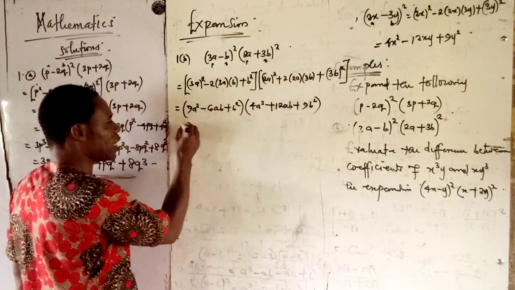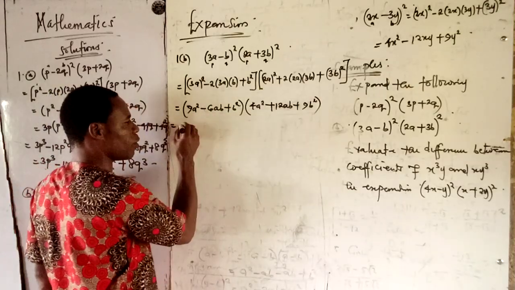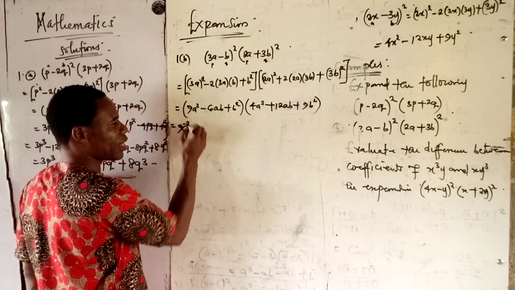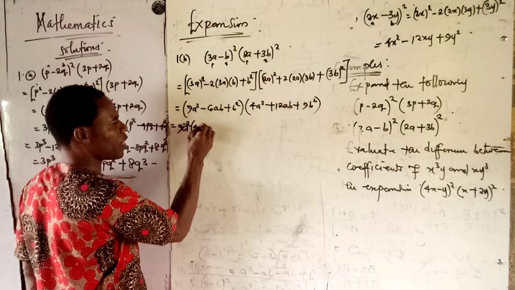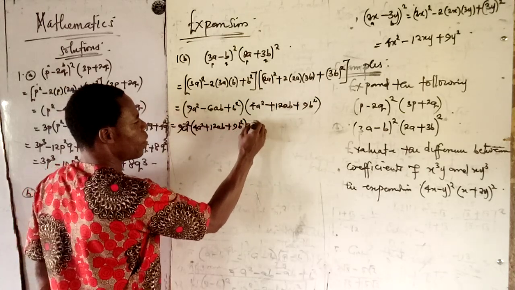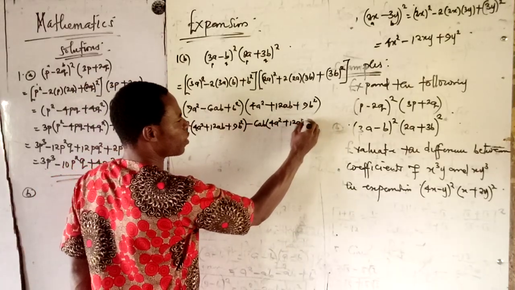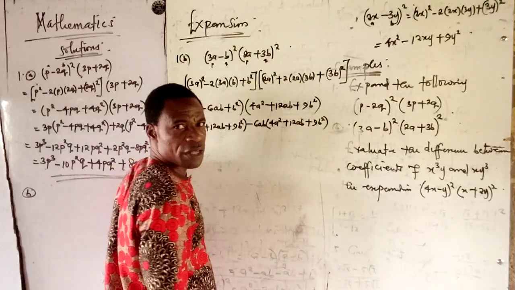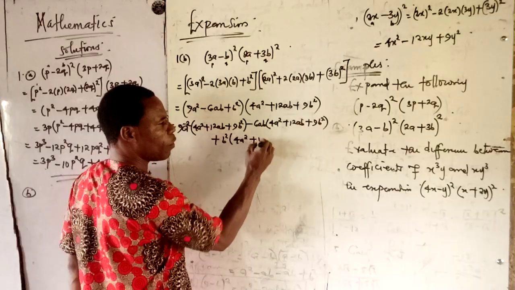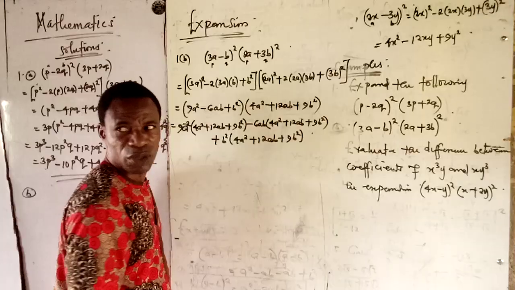Okay? Now from here, start. This is 9, all these brackets, we now rub the other. What do you get? 9a squared, we rub 4a squared plus 12ab plus 9b squared, minus 6ab, we rub 4a squared plus 12ab plus 9b squared, isn't it? Likewise, plus b squared, we rub 4a squared plus 12ab plus 9b squared. Okay, are you getting it down?